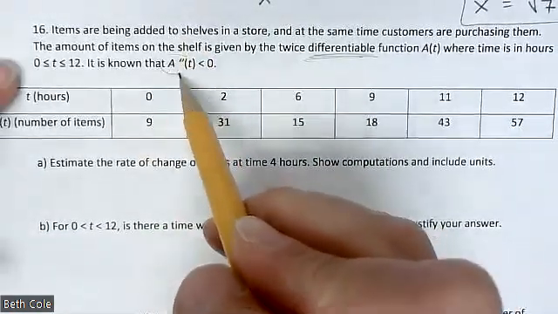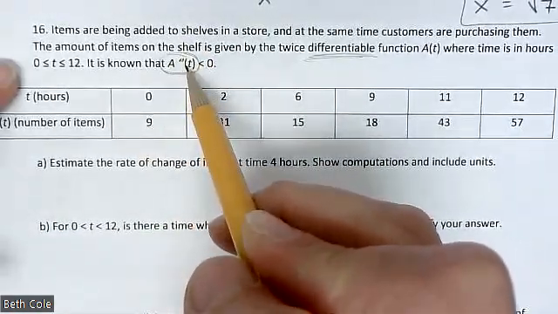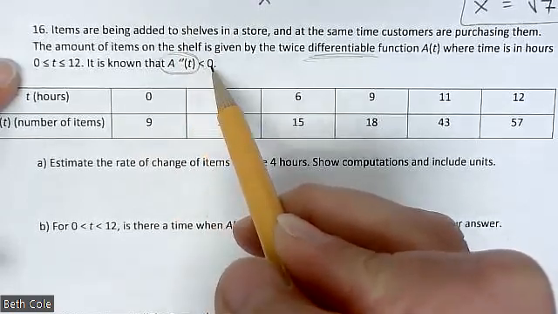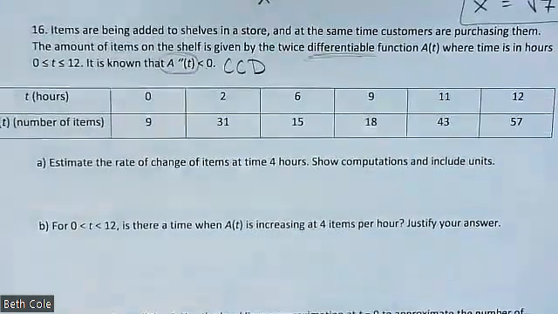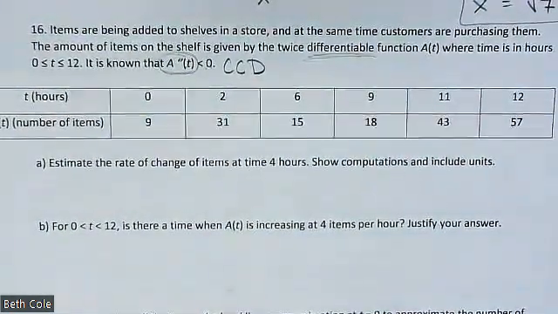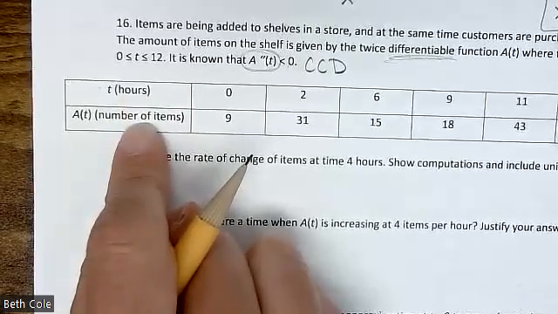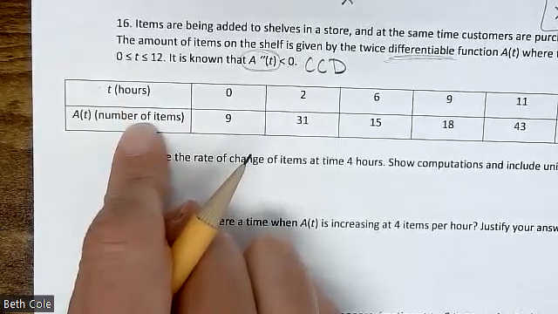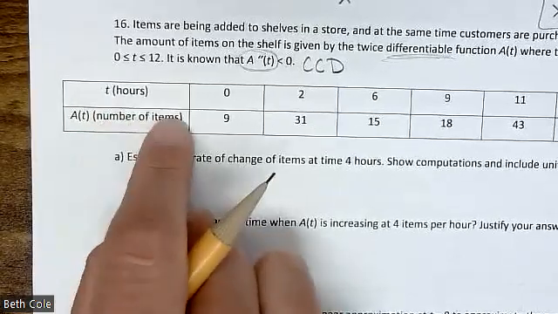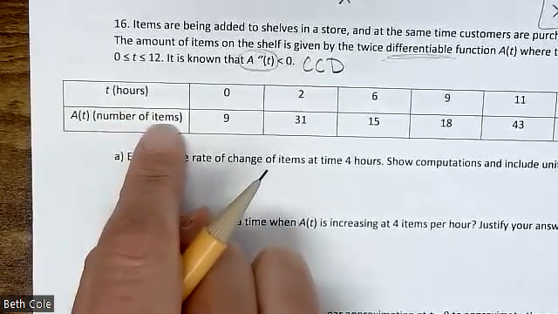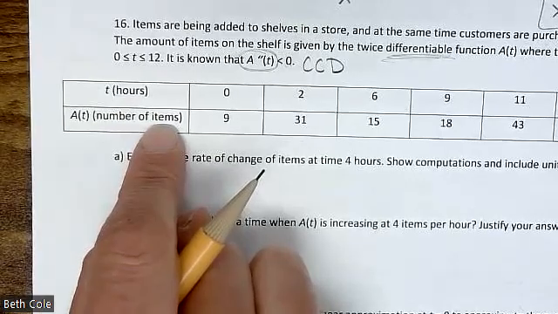What does this mean? Second derivative is negative. That means it is concave down. Write yourself a note. That is going to come up. Now, this is not a rate. Is this a rate? No, because it is just number of items. It is not number of items per hour. It's just the amount of items.